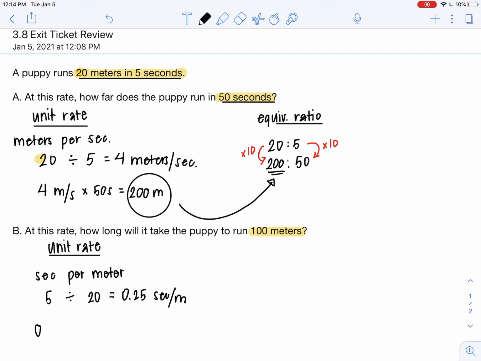And I can multiply again because I know that 0.25 is how long it takes to run a single meter times the total number of meters, which is 100. And that gives me 25 seconds.